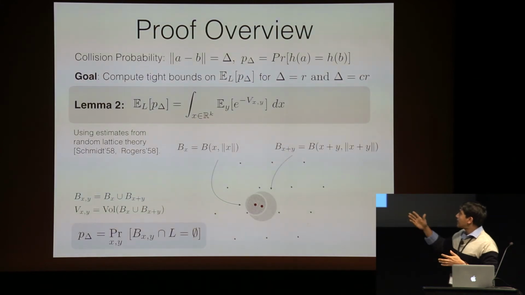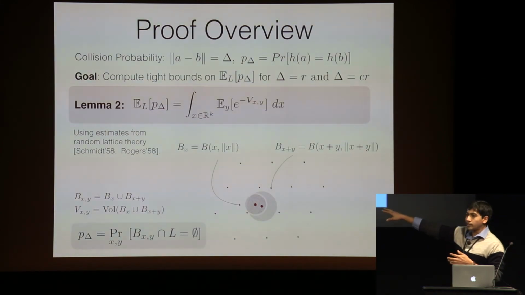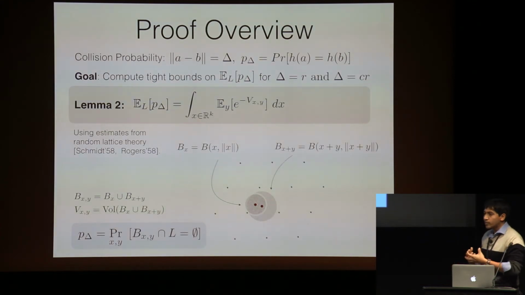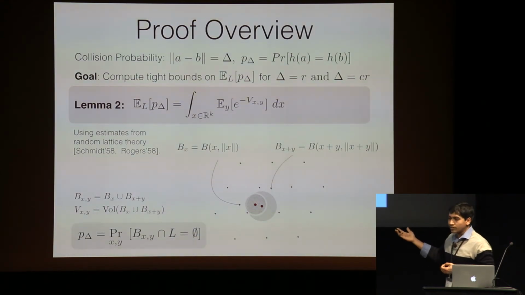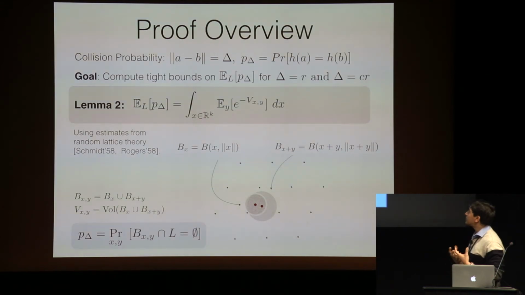Schmidt actually gave a precise estimate on this exact value. He said that the expected collision probability would be something of that form, provided the volume of the two balls is tiny. If the volume is not too tiny, if it is large enough, then we had to use something else which was given by Rogers. Just combining these existing results, we get that this expected collision probability is equal to this expression. And you can note that this expression is independent of the underlying lattice now. It only depends on the volume of the union of these two balls.